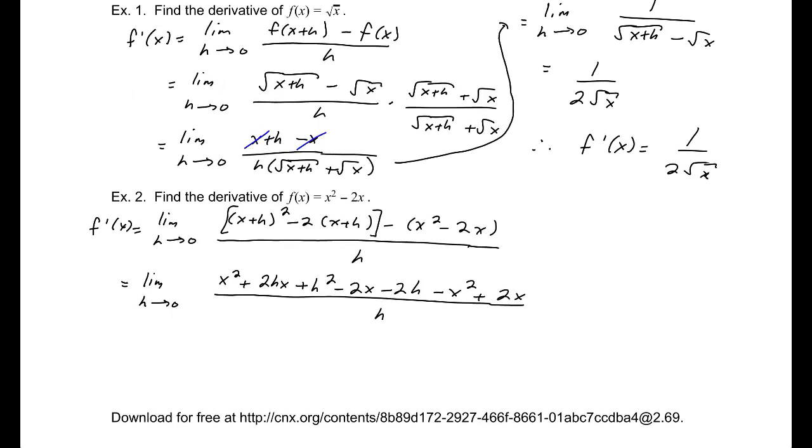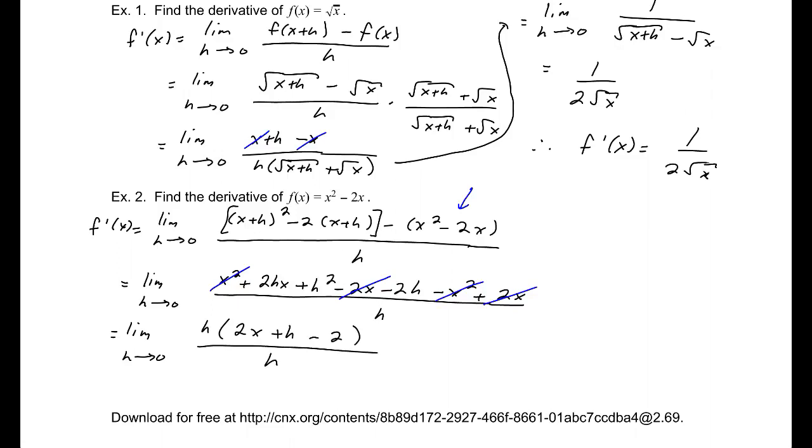All right, so taking that limit now, several terms should cancel out. In fact, every time we find a derivative function here, the slope function, everything that is a part of f of x should cancel out. So in this case, the x squared cancels out, the 2x cancels out, and if you notice, an h factors out. I'm going to go ahead and factor an h out. That is h times 2x plus h minus 2 all over h.